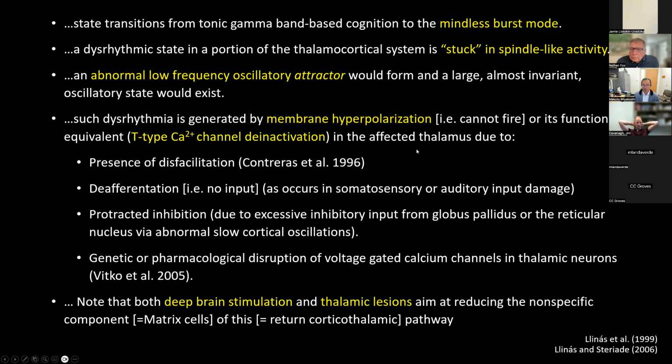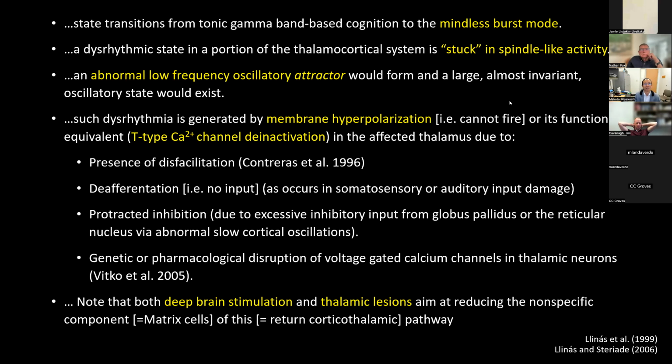What I like about this Llinás 1999 paper is that the author uses a very impactful word. As a foreigner, a non-native English speaker, it's easier to understand, such as, oh, this is all the citings from the paper, but they said, oh, the mindless burst mode. So when the thalamus mindlessly bursts, this disturbs the normal cortical activities.